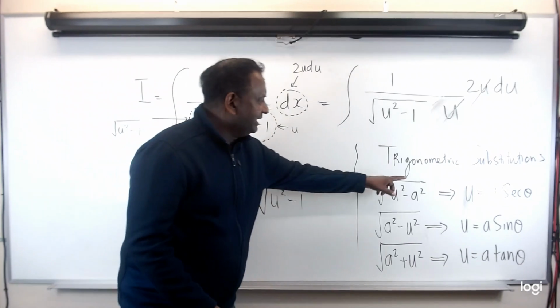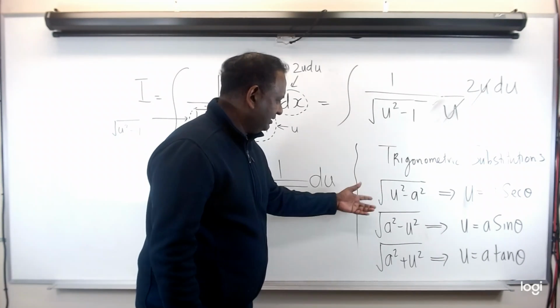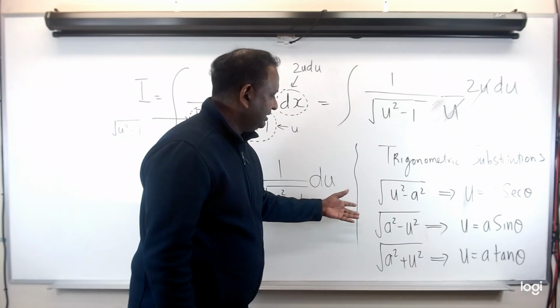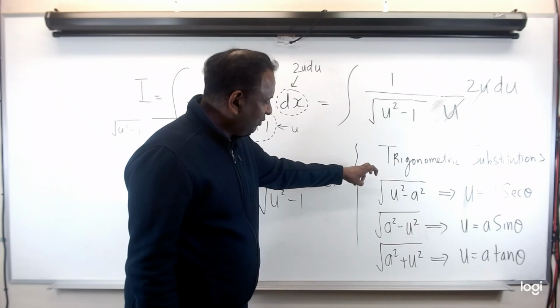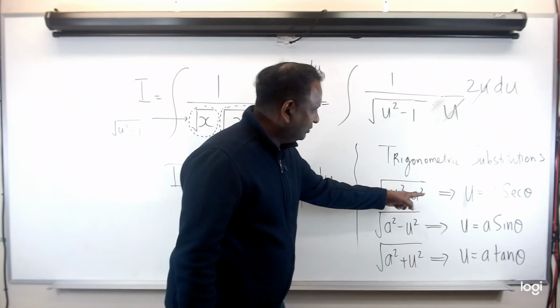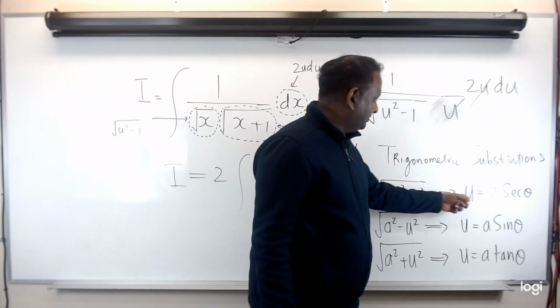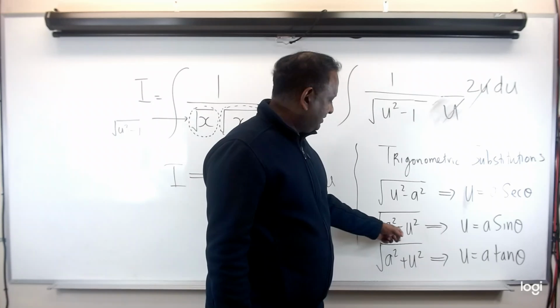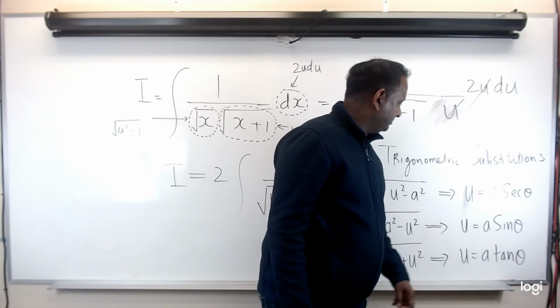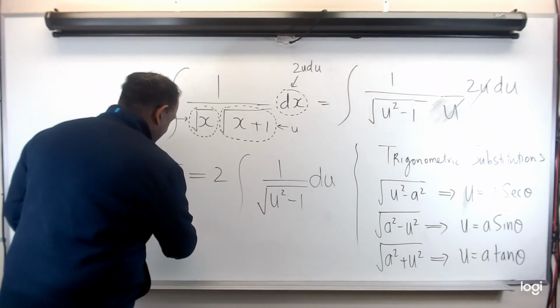This power can be anything, okay? I just put the radical for the sake of putting something, but if the structure is in this format, u can be replaced by a secant theta. For a squared minus u squared, you can use this one. So here, then we can go to another substitution.